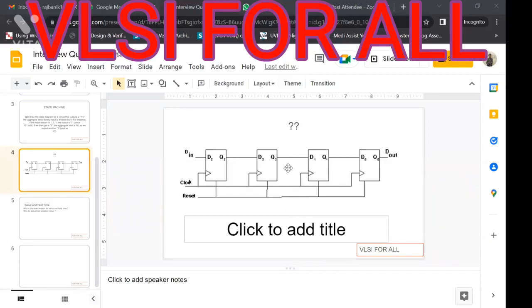So what happens in an actual shift register, the shift register that we have read in our college days or in books. This is a 4-bit shift register. In the first clock cycle, this D in value will be captured at Q3. If you give another clock, this value will be captured here at Q2. If you give the third clock cycle, this value will be captured in Q1. If you give the fourth clock cycle, this D0 will be captured into D out.